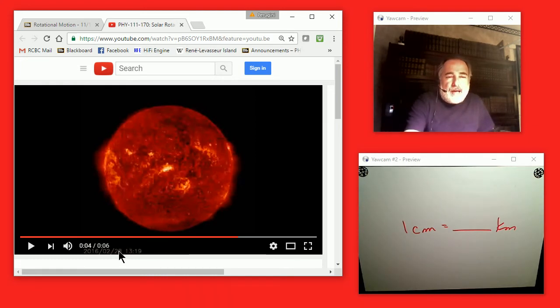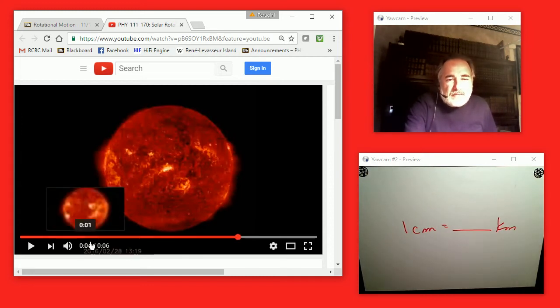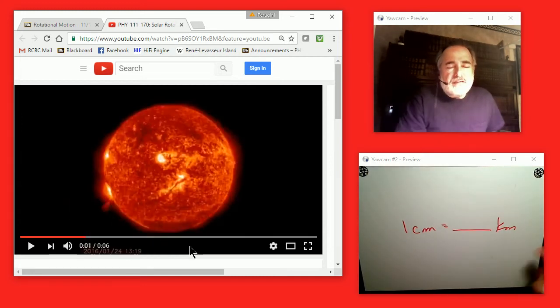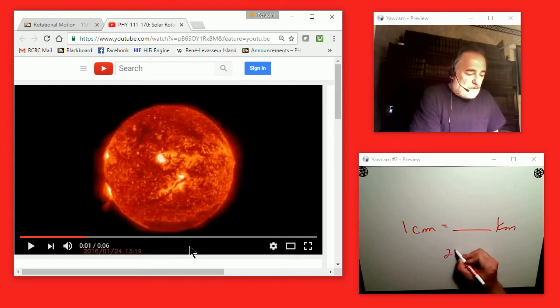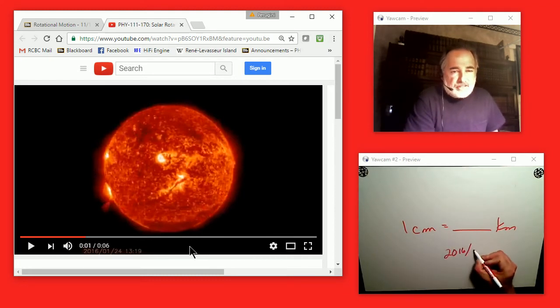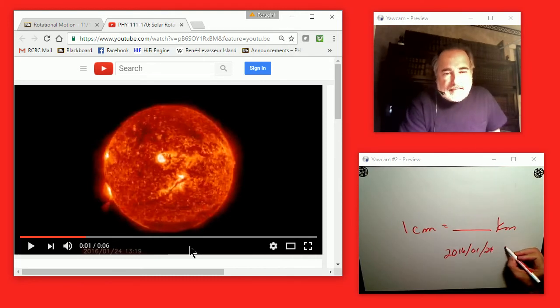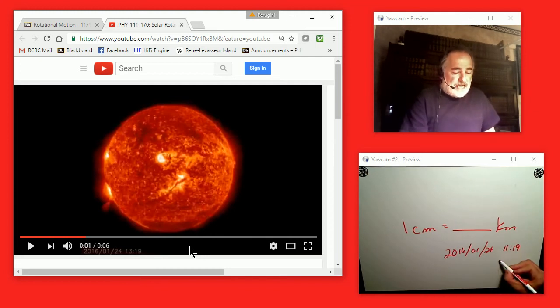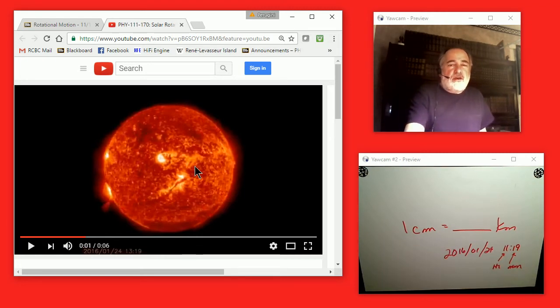Now notice at the bottom of the screen here, you have a number. Now this one, it's kind of hard to read, but it's something like 2016/01/24, and this is at 11:19. This is hours and minutes. So this particular picture was taken from the SOHO satellite at that particular time.